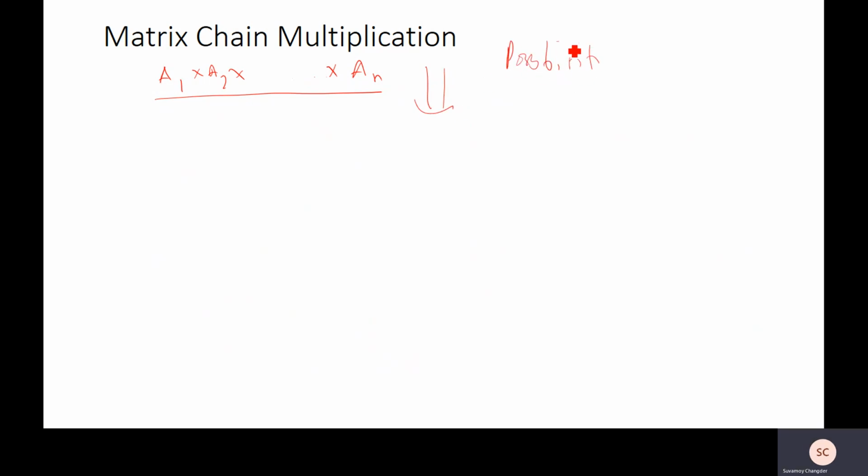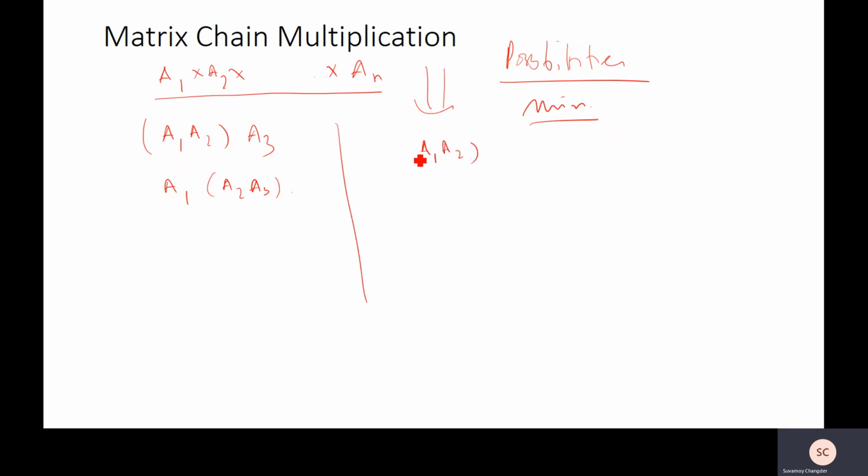We can list out all different possibilities, and then we can choose the minimum one. So that means if we have three matrices, A1, A2, A3, then (A1 A2) A3. Similarly, if we have four matrices, what will be the list? We can go for A1, A2 first, then A3, then A4. Similarly, we can go A1, A2, A3 first, then A4. We can go A1, A2 and A3, A4, then we can multiply these two, right?